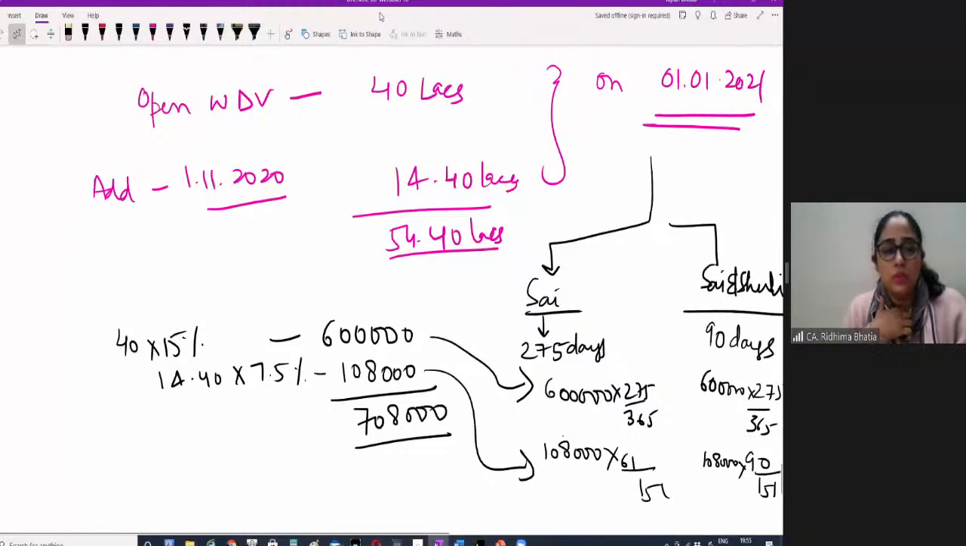Interesting. So now Sumit says, ma'am, what if Siddhi Limited acquired an asset? That would be a different story. For that, only Siddhi will get the depreciation. We are talking about the predecessor part. For the predecessor, first of all, you will calculate the depreciation as if nothing has happened, and then you will proportionate it as per the number of days.